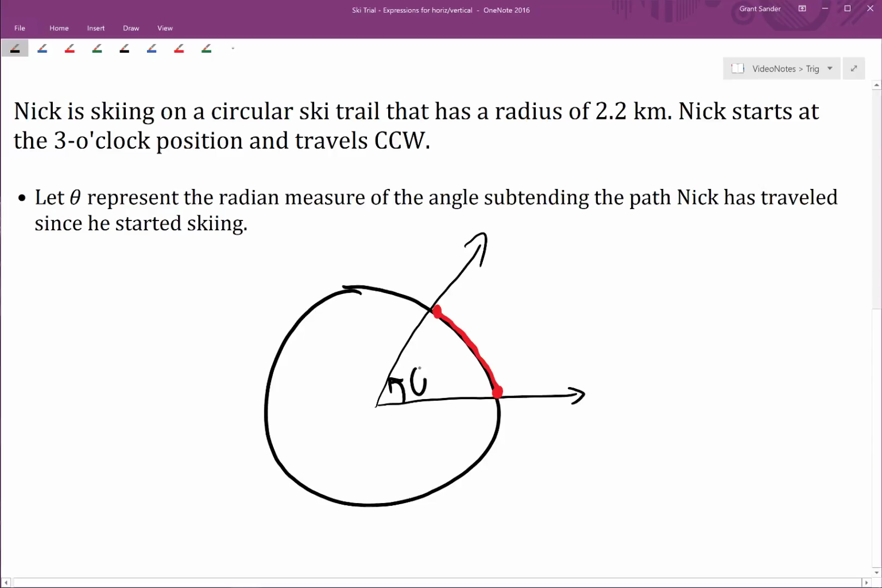So theta is the measure of that angle right there. And as Nick travels around that circular ski trail, that angle is going to open up counterclockwise. So theta is going to vary.